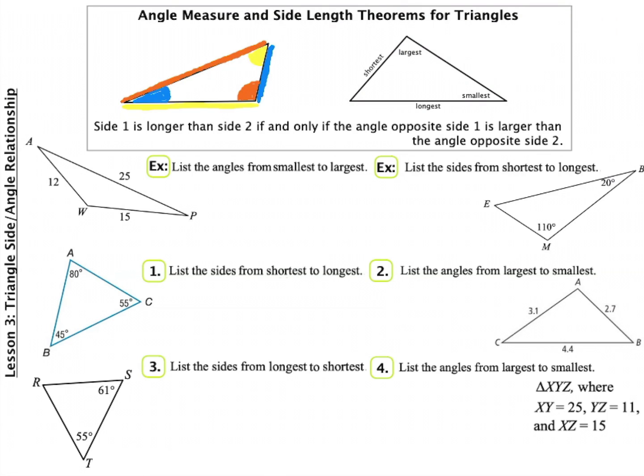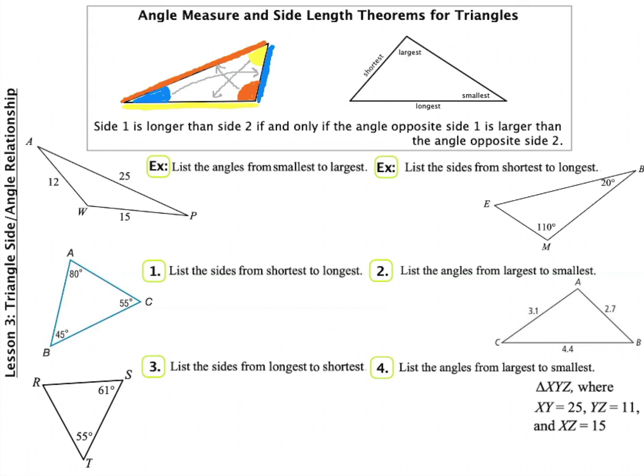And do you notice anything about the color coding here? Do you notice that the smallest angle is across from the smallest side, and the biggest angle is opposite the longest side, and the medium-sized angle is across from the medium length side? So that's the relationship we're talking about here.